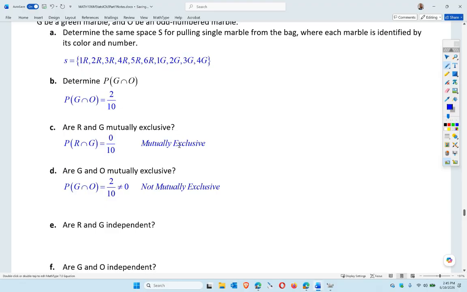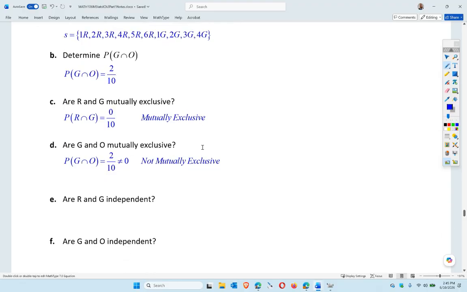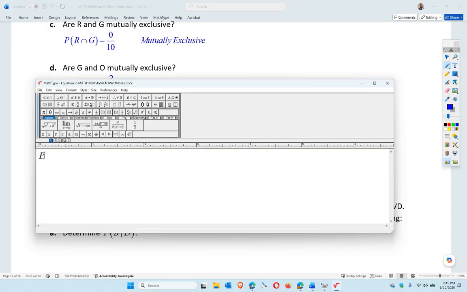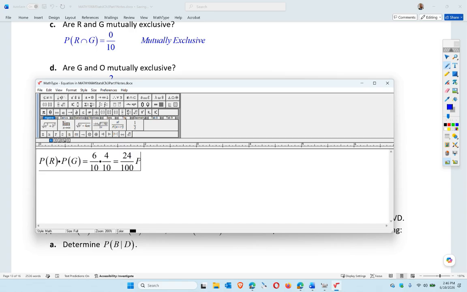So we go to here. Are R and G independent? Okay, so let's multiply those and figure it out here. So we'll do a math type, and I have the probability of red times the probability of green, and I get the reds are 6 of them, right? And there are 4 greens, right? So that's going to be 24 over 100, right?